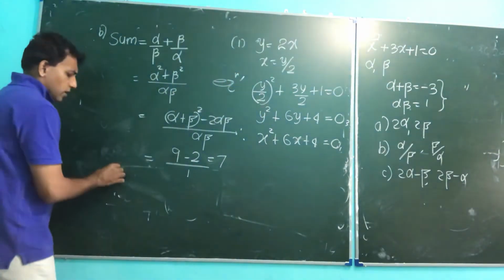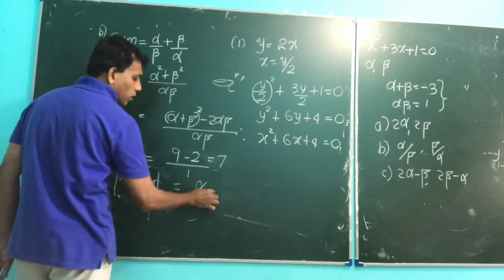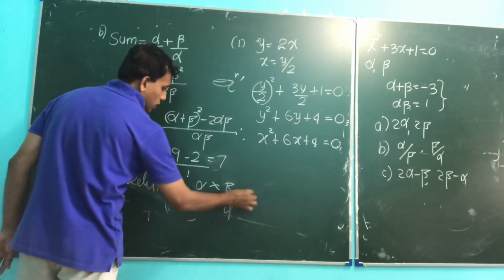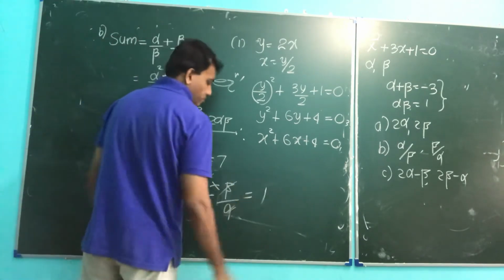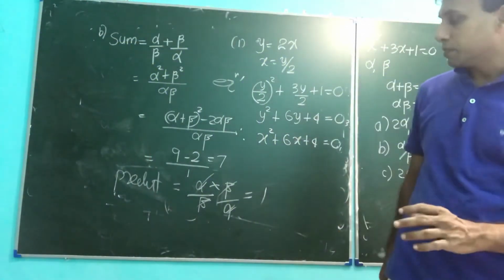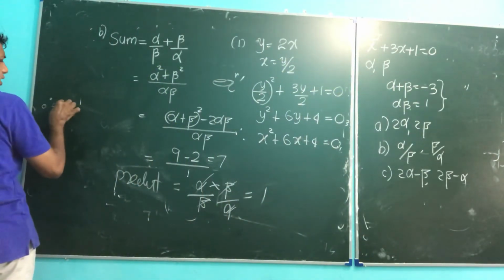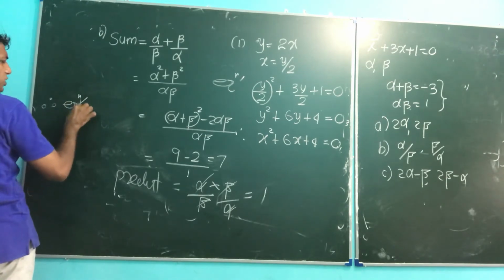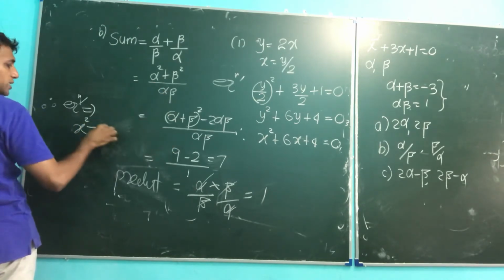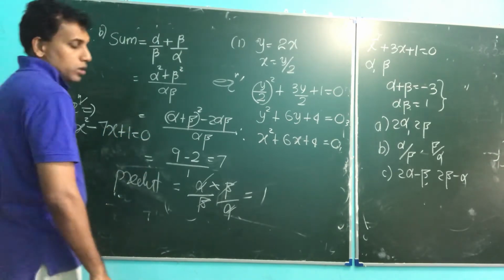What is the product? One solution is alpha over beta, the other solution is its reciprocal, beta over alpha. So the answer is 1. The summation is 7 and the product is 1. Therefore the required equation is x square minus the summation 7x plus the product equal to 0. That's the method.